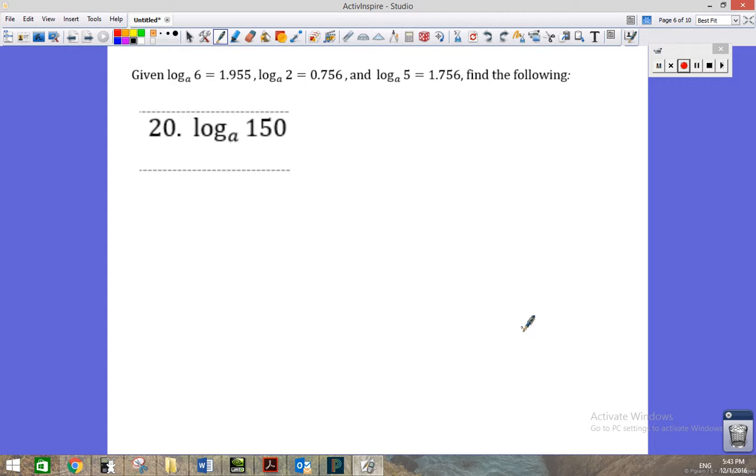150. How are we going to break down 150? Well, let's come over here and look at 150 as 15 times 10. Let's look at this as 3 times 5 and 5 times 2. Alright, so we have the 5's and the 2's, and the 3 we can get by 6 divided by 2.